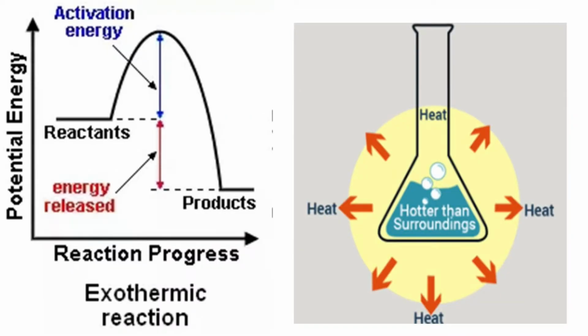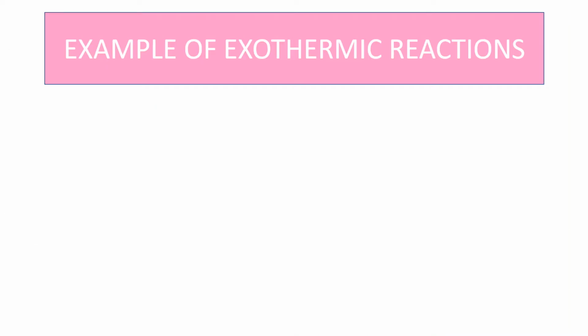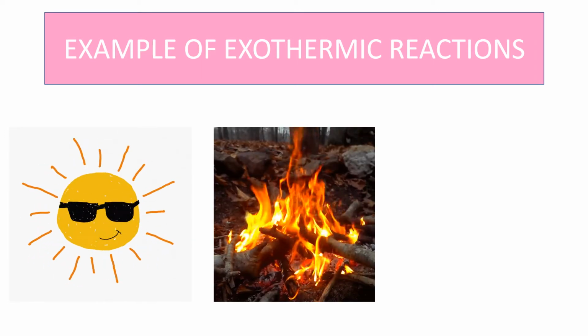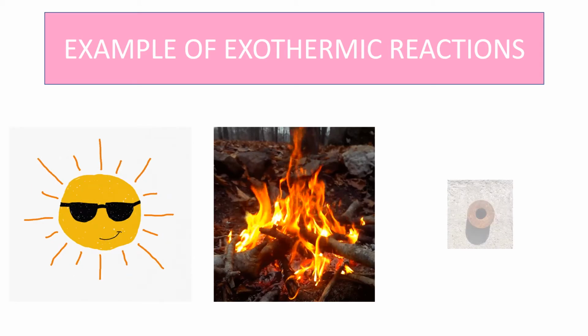The term exothermic process describes a process or reaction that releases energy from the system to its surroundings. One characteristic of exothermic reaction is that the reactant is larger than the product. Examples of exothermic reactions: the heat of the sun, burning of wood, and corrosion of metal.